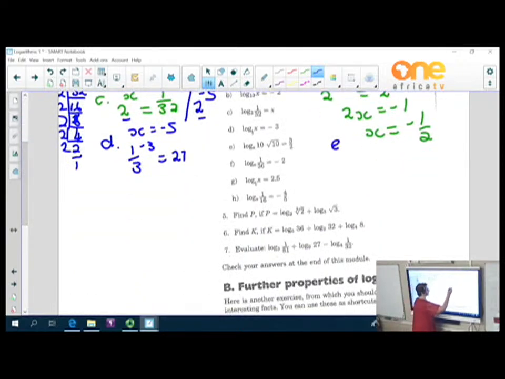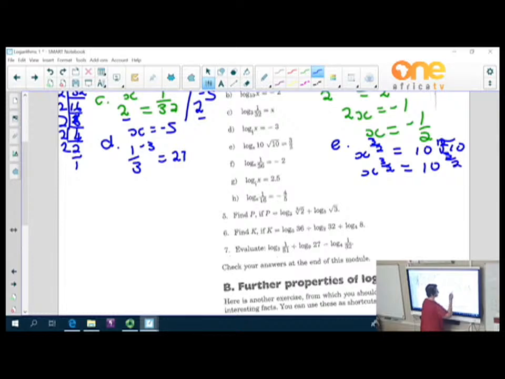Right, number E, let's try this one on this side. So x to the power of 3 over 2 is equal to 10 square root 10. And 10 square root 10, this is to the power of half. Remember, there's a little 2 there, and this is a 1, so it is 1.5. So x to the power of 3 over 2 is equal to 10 to the power of 3 over 2, which makes x in this case 10. X is equal to 10.